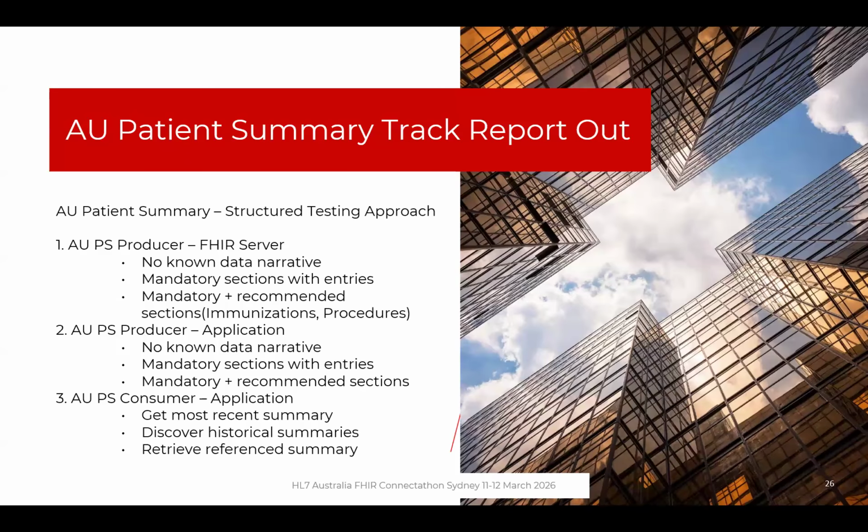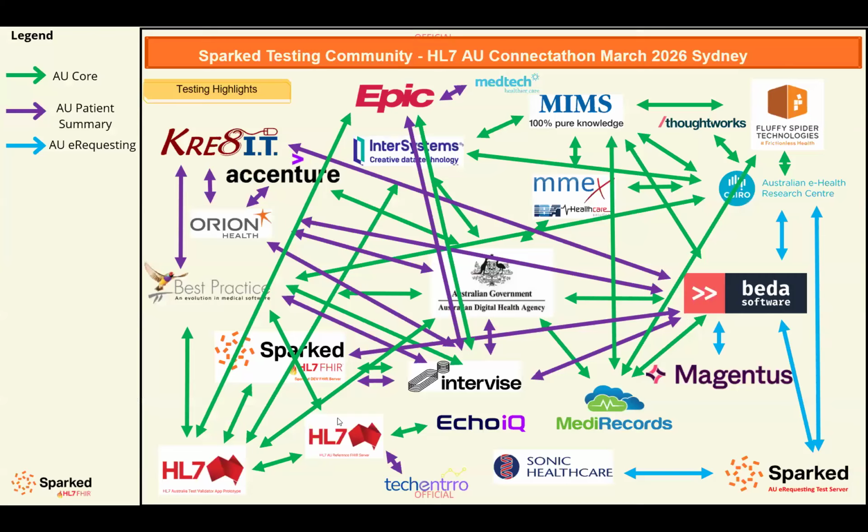For each of those, we had a set of examples that we wanted to run through. First, where there's no known data for the mandatory sections, then where we had mandatory sections populated with entries, and then we started to look at some other recommended sections as well, such as immunizations and procedures, and looked at how that worked across each of those main actors in the systems.